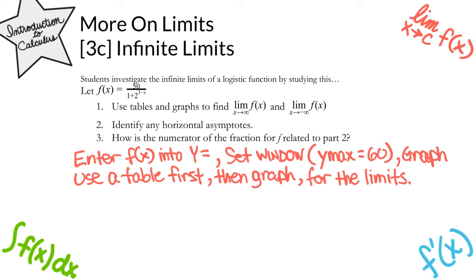For number 2, identifying horizontal asymptotes, there are 2 of them, and horizontal asymptotes are defined by an equation, y equals something. So try to find those 2 and then answer question 3, how the numerator of the fraction for f is related to part 2, the asymptotes. Okay, pause now and I'll have the answers in a moment.